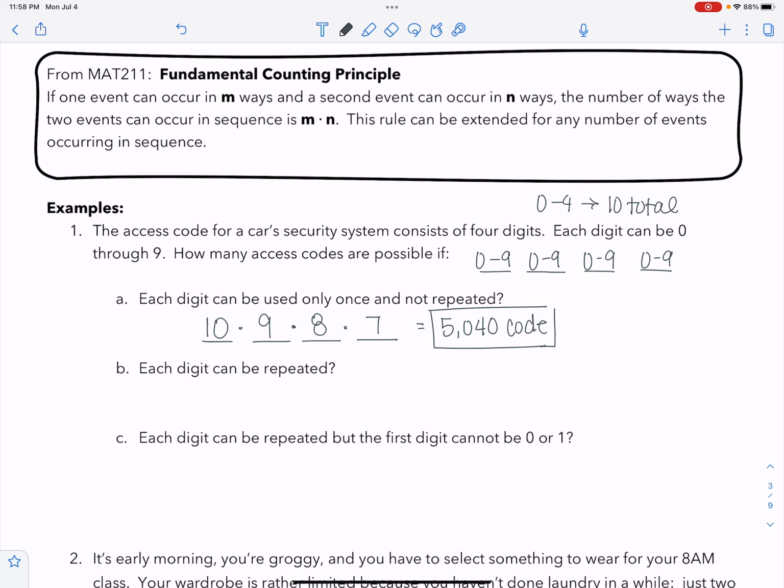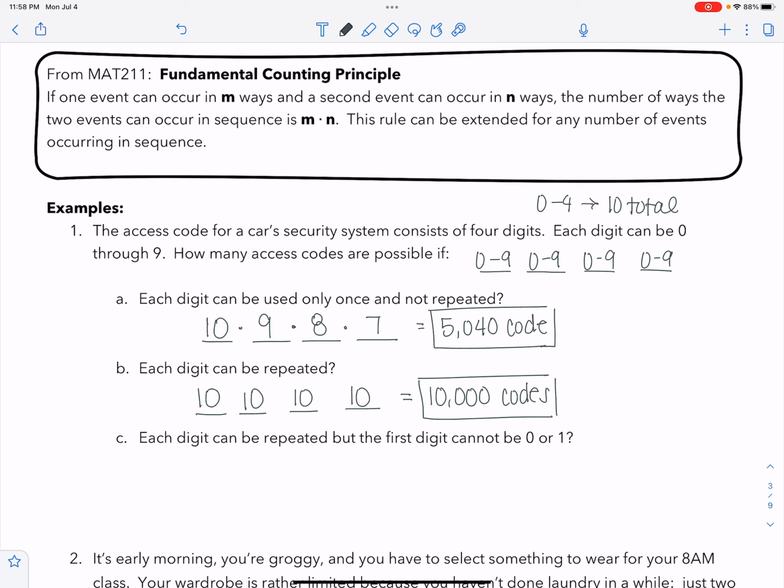Now the next one says each digit could be repeated. So I've got my 4-digit code. There's 10 digits that could go first. Because they can be repeated, 10 digits that can go second, 10 that can go third, and 10 that could go fourth. And so for this one, if I allow for repeats, there are 10,000 possible codes.